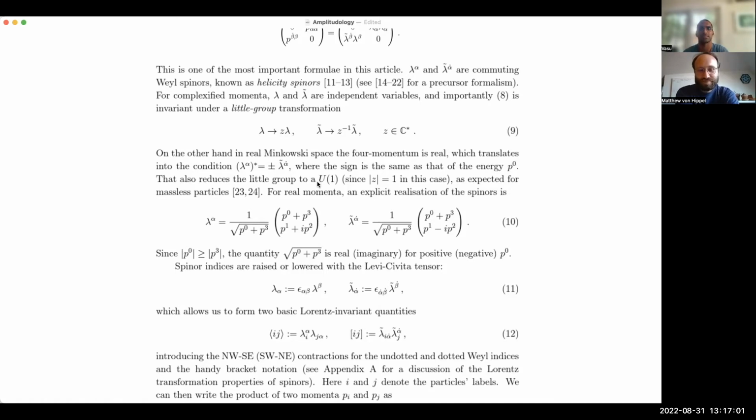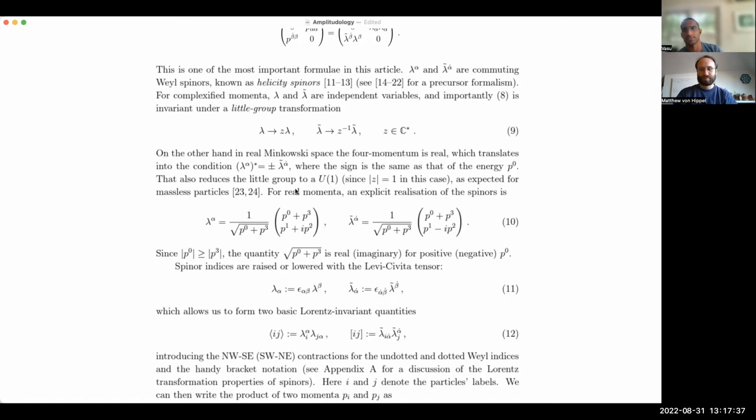But when we complexify, what we find is that lambda and lambda tilde are independent variables, and we basically see that the little group acts by scaling lambda and lambda tilde in sort of opposite ways by some complex number. When we go back to real Minkowski space, there's this complex conjugate relation between lambda and lambda tilde. And what we then find is that this complex number is really just reduced to its phase. And therefore, we recover the fact that the little group is U(1).